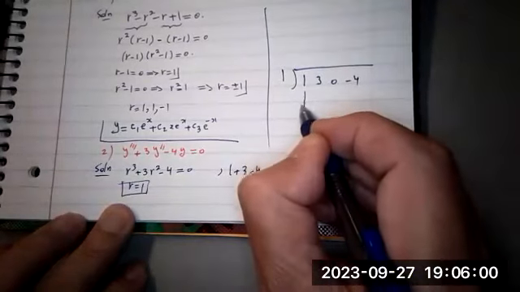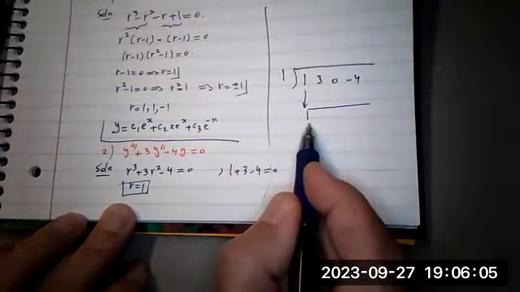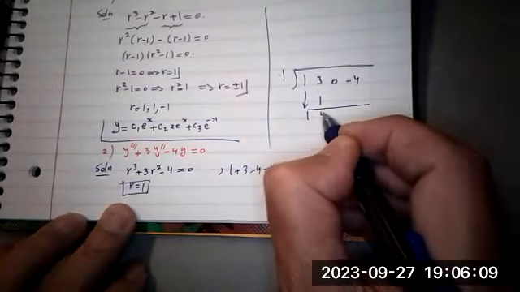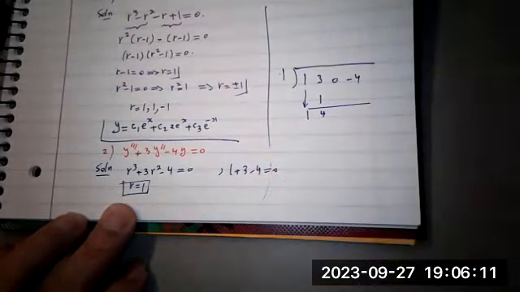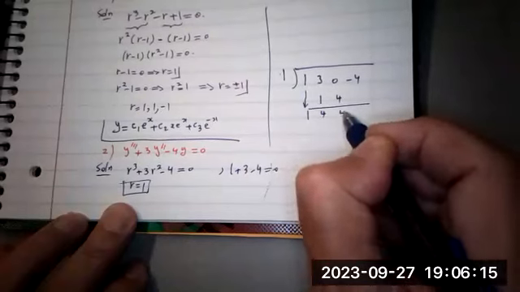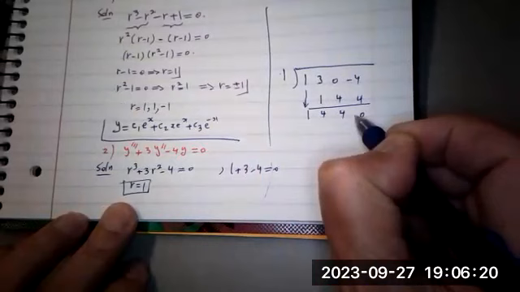You bring this 1 down, and then you multiply. 1 times 1 is 1. You add these two together, that gives you 4. Then you continue. 1 times 4 is 4. You add it, we get 4. 1 times 4 is 4, you get 0.